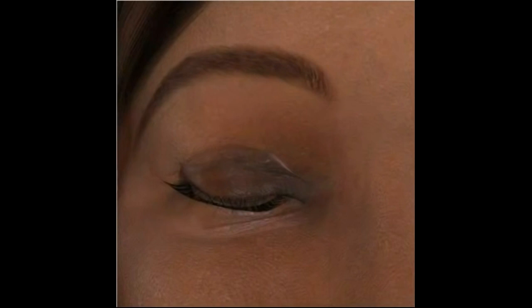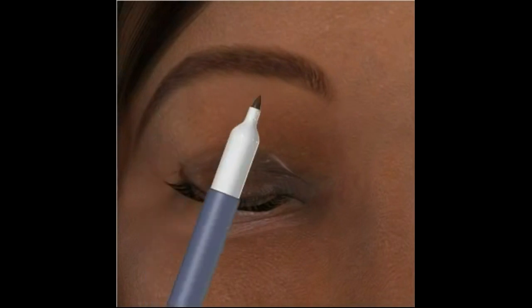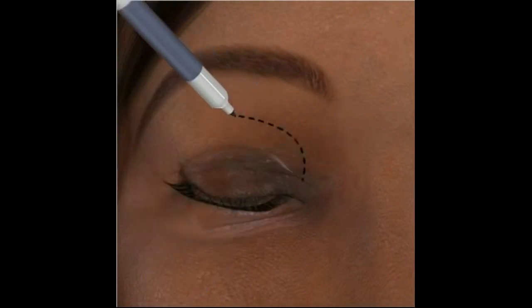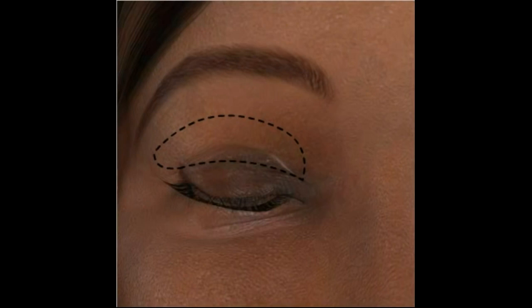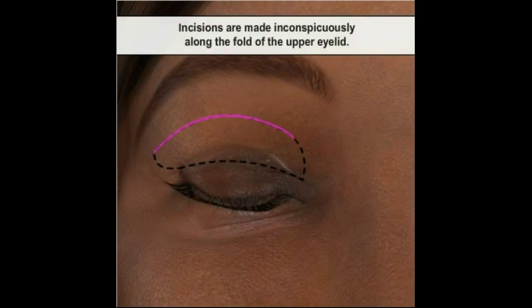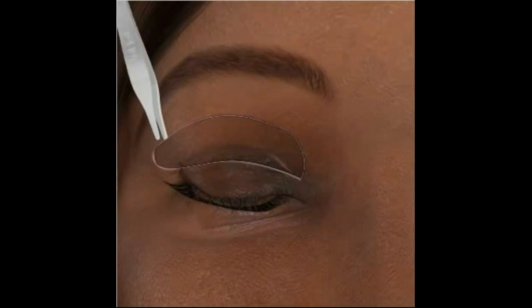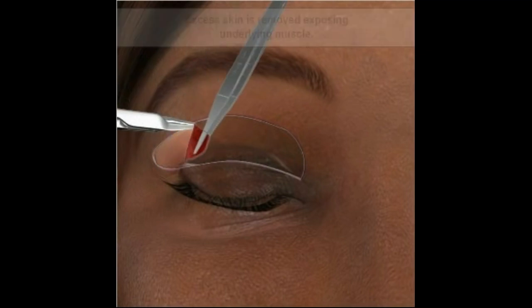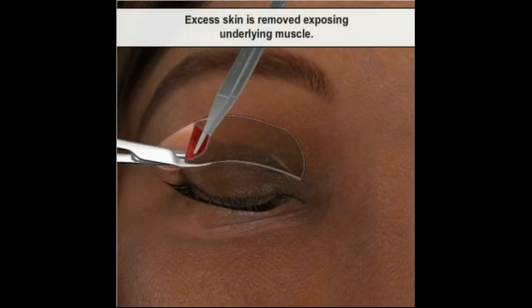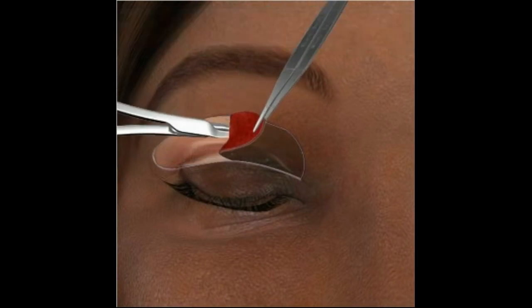Before making the incisions, incision guidelines may be drawn. This will ensure that the incisions follow the natural contours of the eyelid and the resulting scars will be as inconspicuous as possible. To begin, the physician will carefully make an incision in the fold of the upper eyelid. Using a variety of surgical instruments, the physician will carefully dissect a layer of excess skin from the upper eyelid, exposing the underlying muscle layer.